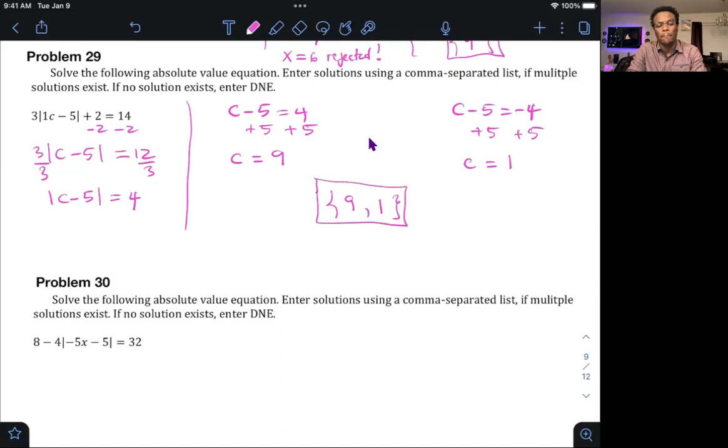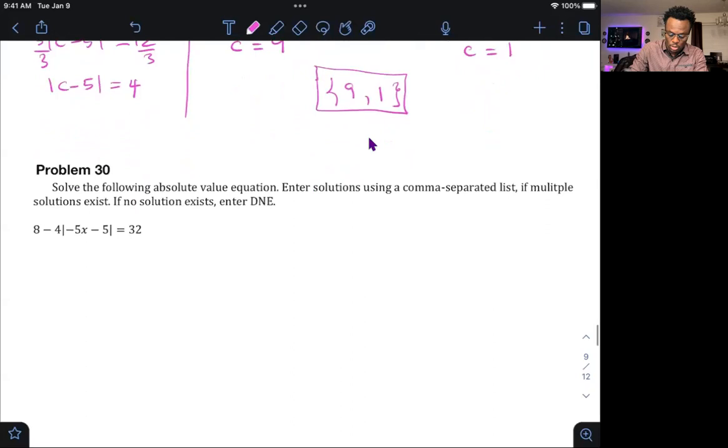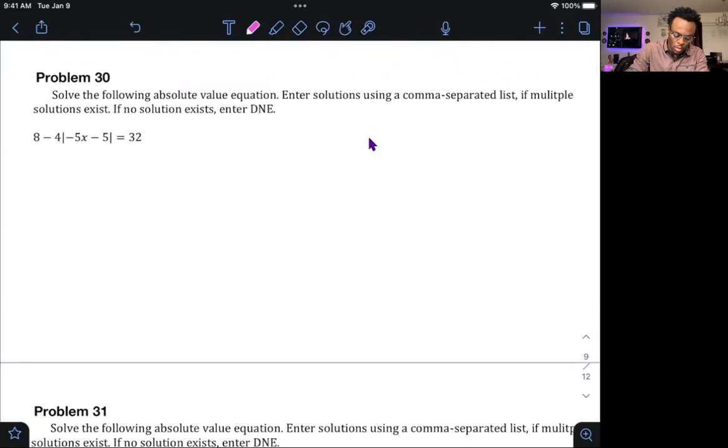Just like in the radical equation, checking is required. Do the same thing here. We will subtract 8 on both sides. -4 absolute value of -5x minus 5 equals -24. Divide by -4. Positive 24. Divide by -4. Absolute value of -5x minus 5 equals -6.